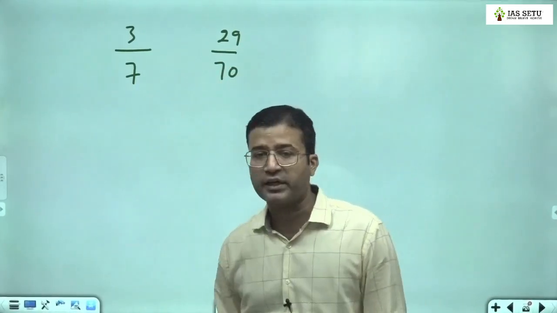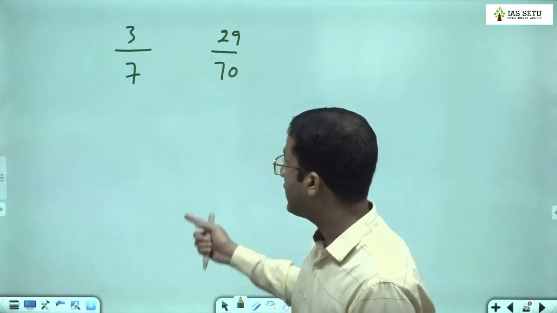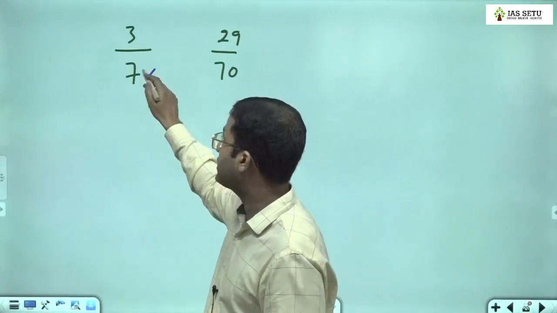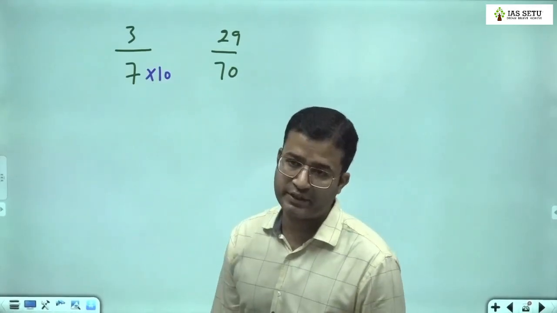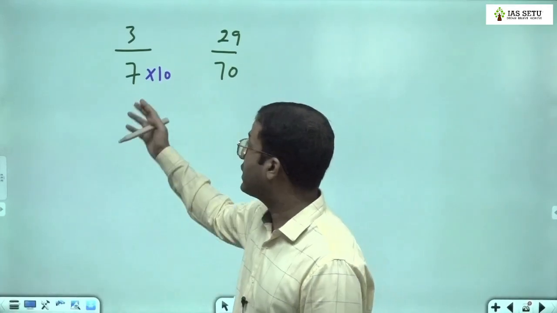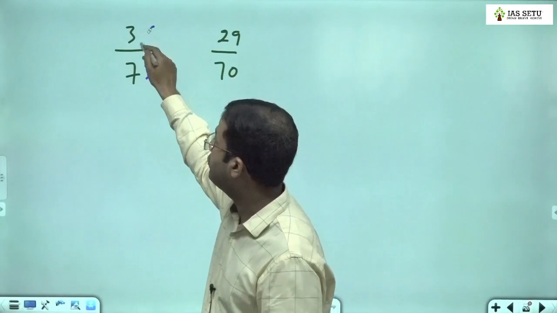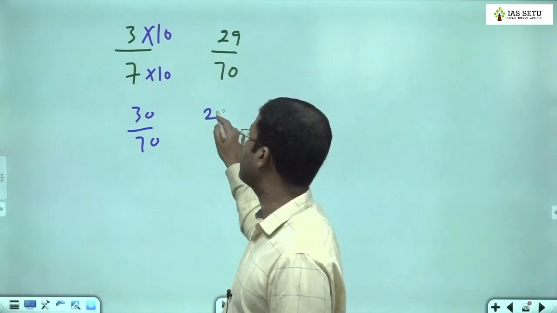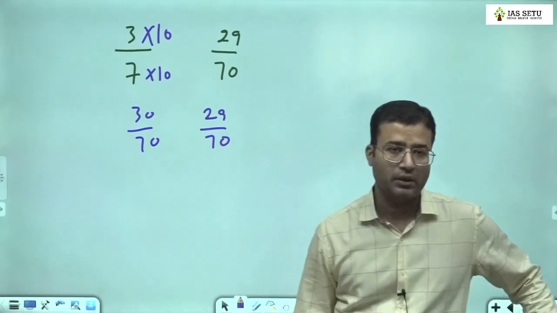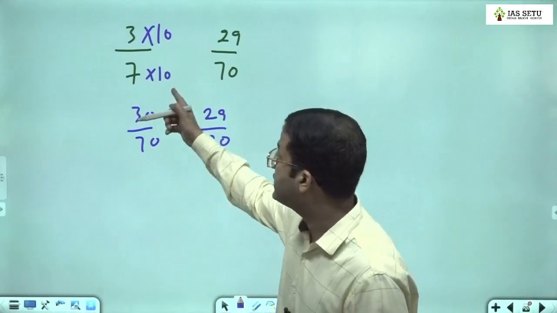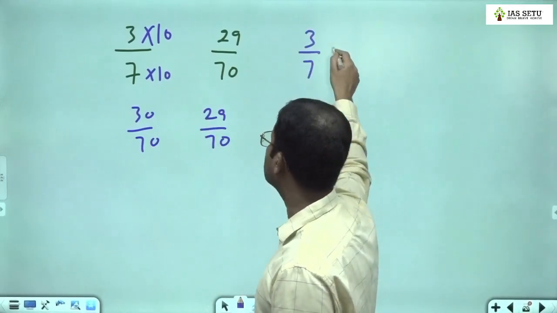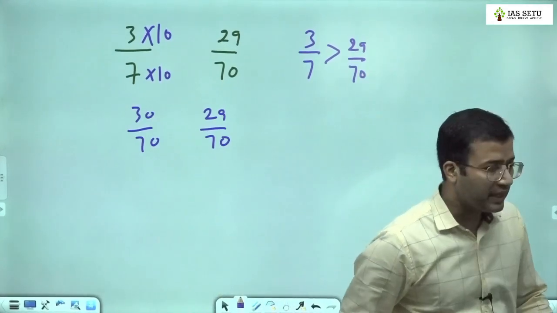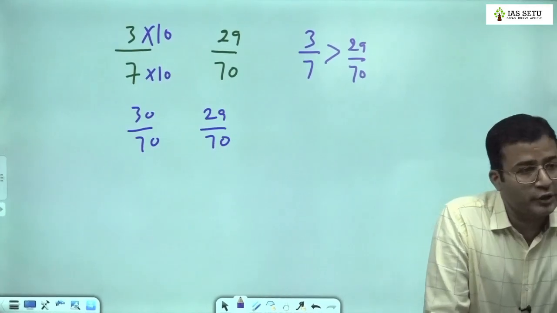See here our denominator is not constant, but we can try. Can we make 7 into 70? Yes. So you can multiply it with 10. To make 7 into 70, we will multiply with 10. And if you multiply your denominator with 10, the rule is you have to multiply the numerator with 10 as well. So it is 30/70 and this is 29/70. Now you compare which is larger. 30 is larger. So here 3/7 is larger than 29/70. Sometimes our denominator is not constant, but we can make our denominator the same.